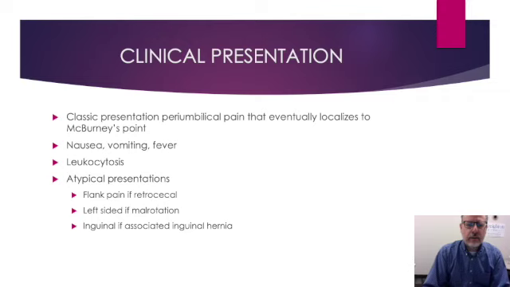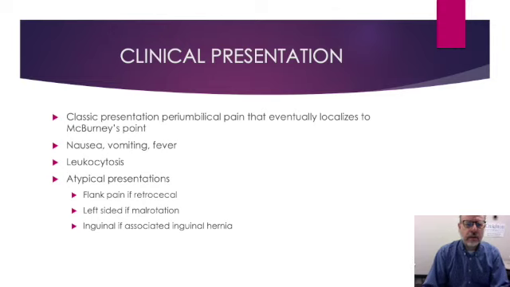Classically, patients present with periumbilical pain that eventually localizes to McBurney's point. McBurney's point lies on a line connecting the umbilicus and the right iliac crest. Patients often have associated nausea, vomiting, fever. On laboratory examination, they will have leukocytosis.